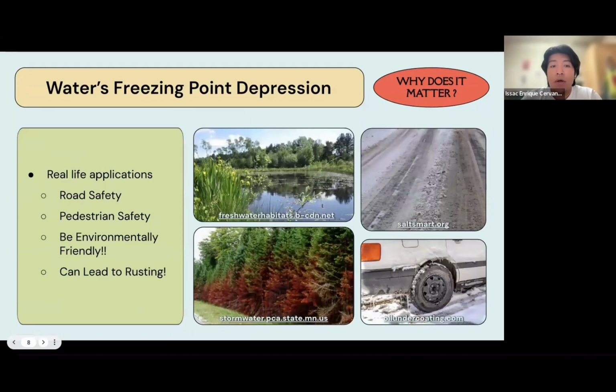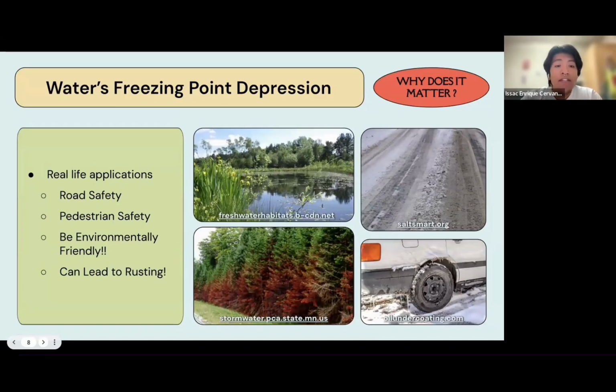According to Britannica, salt is often spread before snowstorms to prevent ice formation and improve traction, making winter driving safer. Pedestrians rely on salt to reduce slip hazards on sidewalks and driveways. This science directly impacts public safety by reducing accidents caused by icy conditions.